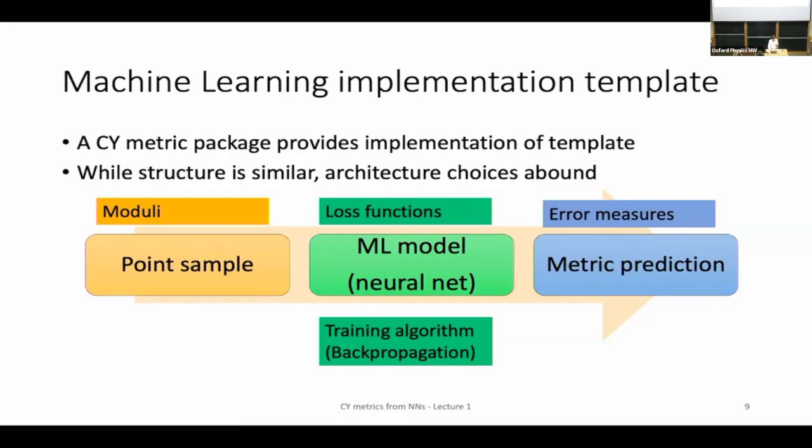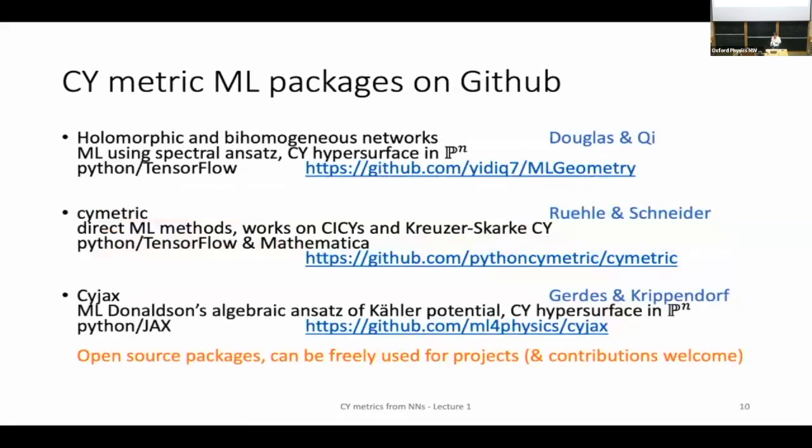Okay, so I've been mentioning packages a lot. So let me just say what they are and where you can find them. There are 3 packages that I'm aware of on GitHub. I have worked with cymetric, which has been written by Fabian Ruehle, who is here, and Robin Schneider, who was my PhD student. My part of this work has been to do some physics with this and also to ask questions about how this package works. So I'm not one of the authors, but I'm quite familiar with the package.